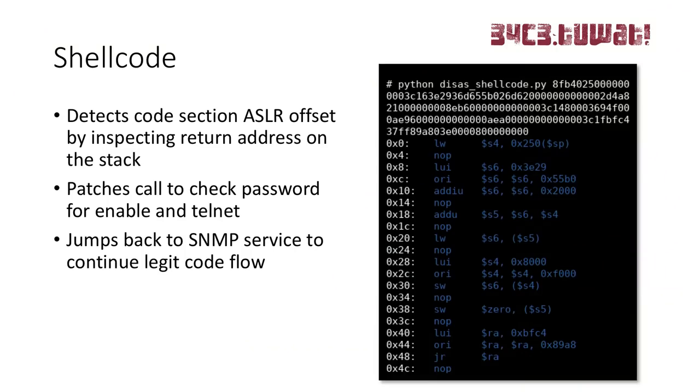So what this shellcode basically does is inspect the stack and the return address in it to calculate the ASLR offset, because of course, ASLR is on for the code section, and we want to patch something in it. And after that, it writes a zero, which is a NOP instruction in MIPS, to a call that checks for the password for telnet and also for the enable password. And then it just jumps back to the SNMP service.